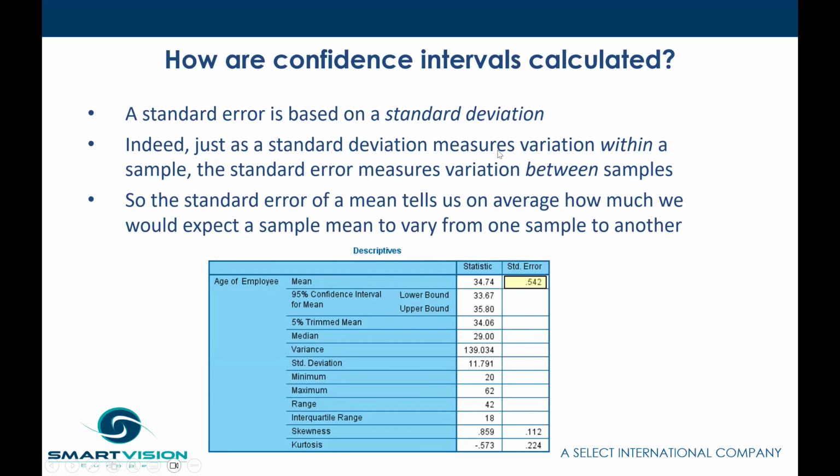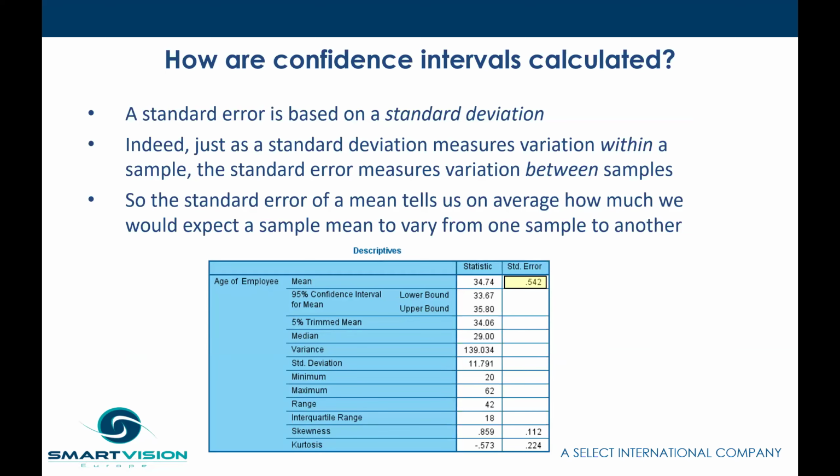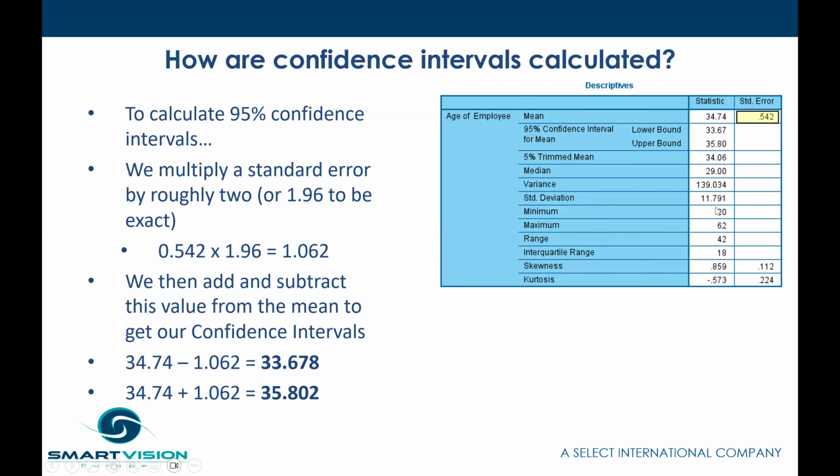Indeed, just as a standard deviation measures the variation within a sample, you may be familiar with the standard deviation. It's the average variation within a sample about the mean. The standard error attempts to measure the variation between samples, how much a mean will vary from one sample to the next. And it's actually calculated based on the standard deviation divided by the square root of the number of occasions. It's actually quite a simple calculation. It's just, in many ways, the ratio of the standard deviation to the sample size.